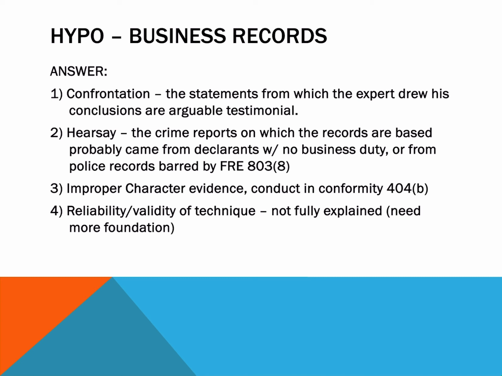This could also be improper character evidence. We're essentially saying that because there's crime happening that we think this defendant does, he must be guilty of that crime now. So that's our conduct in conformity, 404(b) character evidence issue. We also have a reliability or validity objection to this new technique. It's not really explained how this tracking program works, so we would probably need more foundation, either from the person who made the record or the police officer, to explain to the judge and the jury what this program does and why we think it's accurate or reliable.